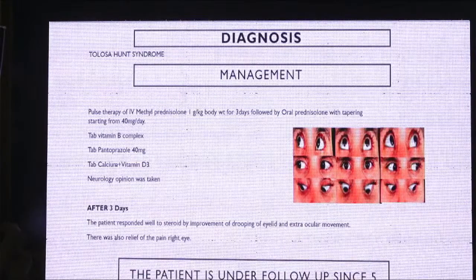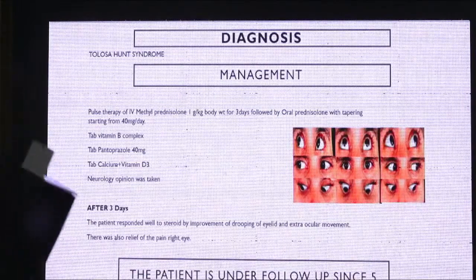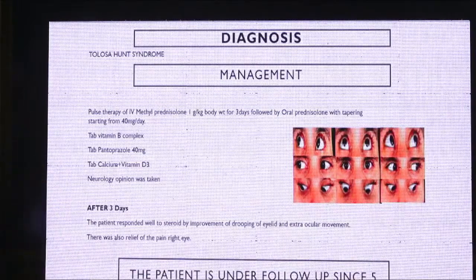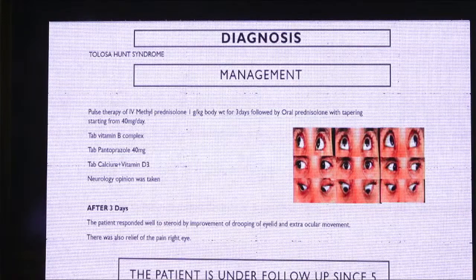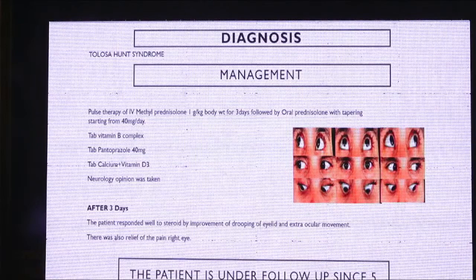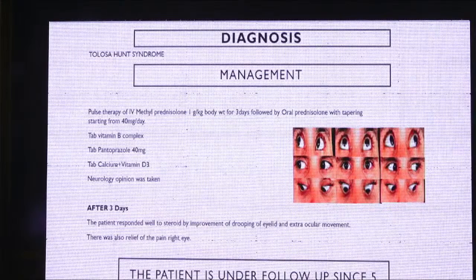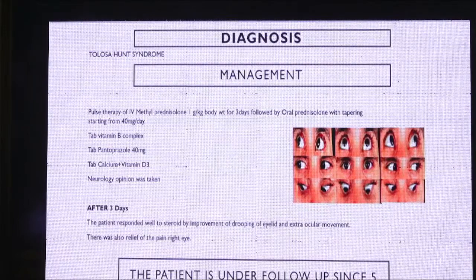So we started with the pulse therapy of IV methylprednisolone, 1 gram per kg body weight for 3 days, and this was followed by oral prednisolone with tapering starting from 40 milligram per day. After 3 days, we found that the patient responded very well to the steroids, and we can see it evidently by the improvement of the drooping of eyelid and extraocular movement. Also, there was relief in the pain in the right eye.